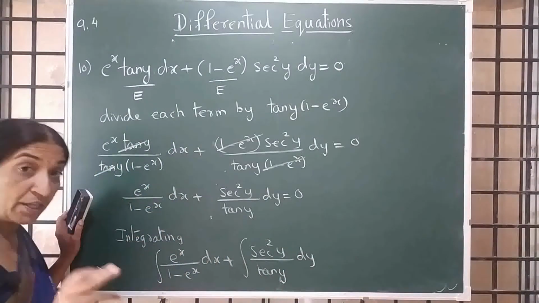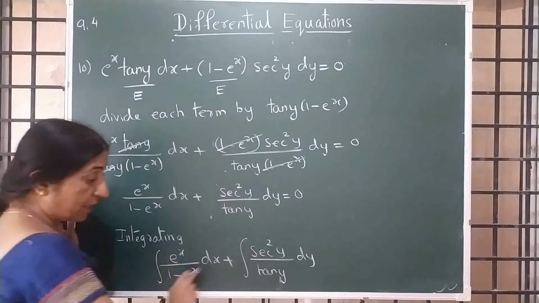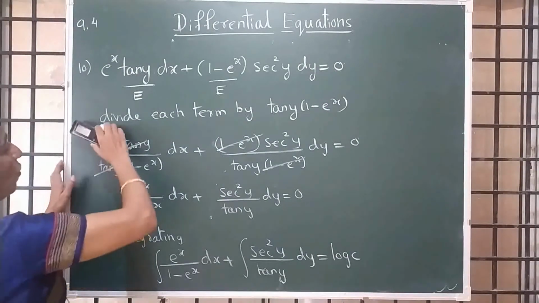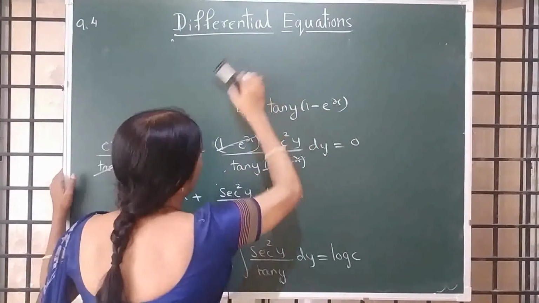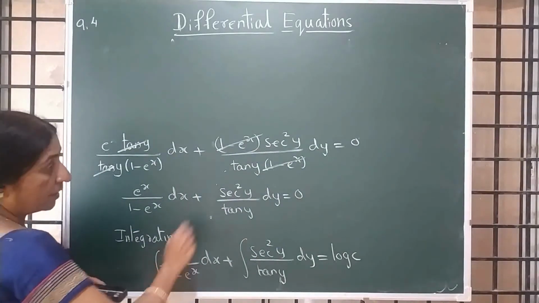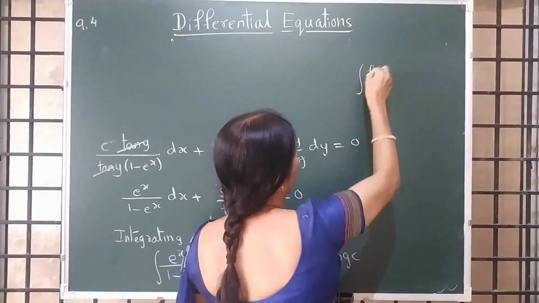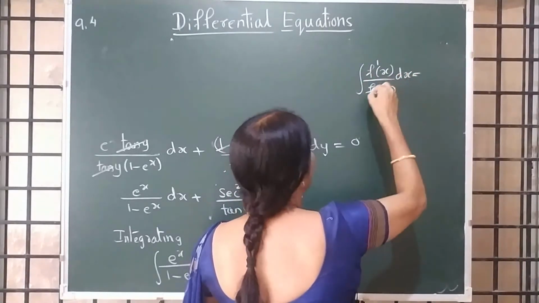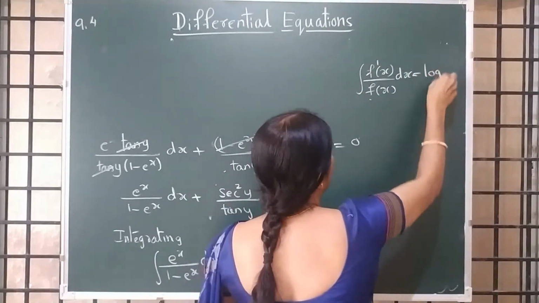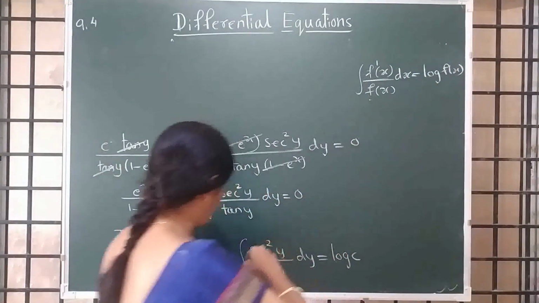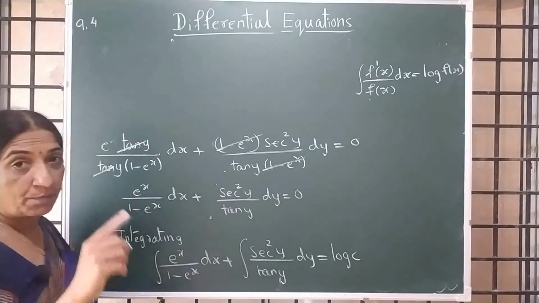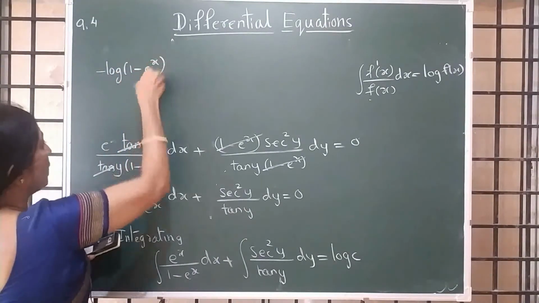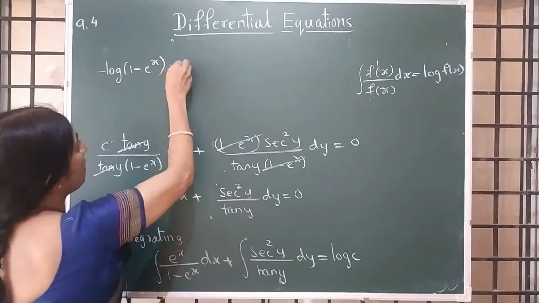See, if you are thorough in integration, you know that after integration you will get everything in terms of log. That's why I am writing the constant in terms of log. We are already familiar with integration. They are in the form of f dash of x upon f of x, that means differentiation of the denominator gives the numerator. Here, what is the differentiation of 1 minus e to the power x? It is minus. So it is minus log of 1 minus e to the power x, and differentiation of tan is secant square.